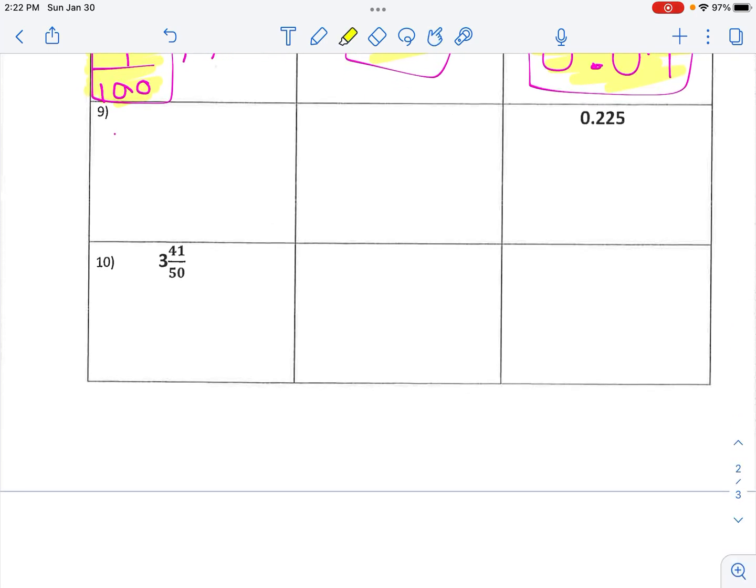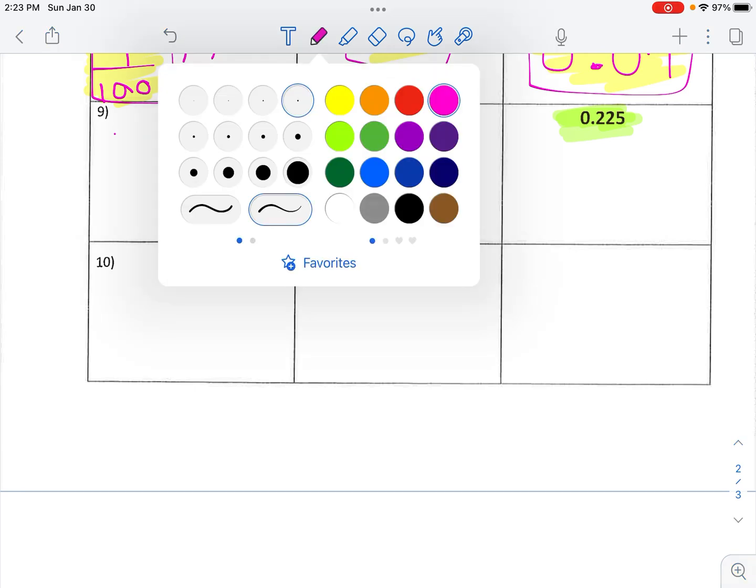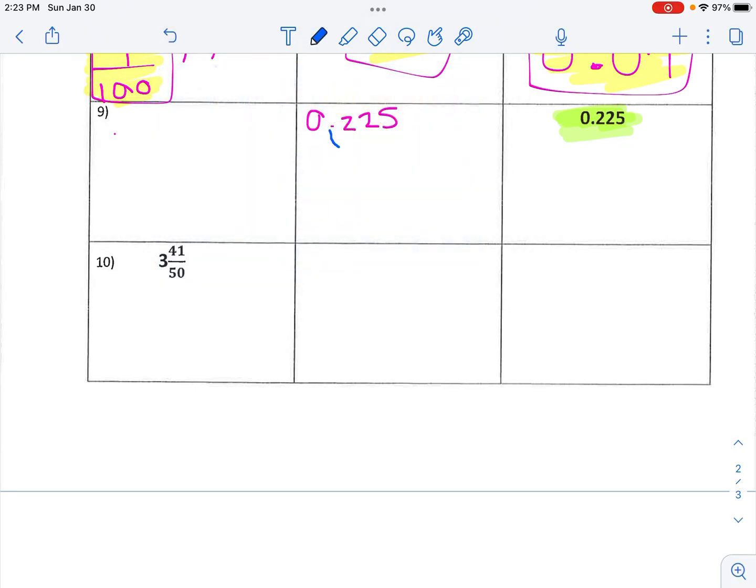Take a careful look at number 9. So I'm looking over here to the right at my 0 and 225 thousandths. Now remember, to go from the decimal to the percent, we slide that decimal 2 places to the right. So I'm going to start with my decimal 0 and 225 thousandths. And we learned to slide that decimal 2 places to the right. So that would be 22.5%. Check your answer on number 9. That should be 22.5%.